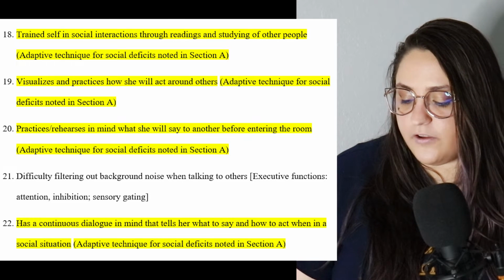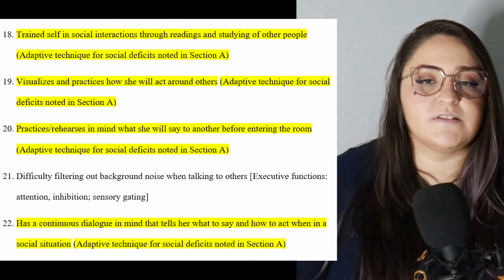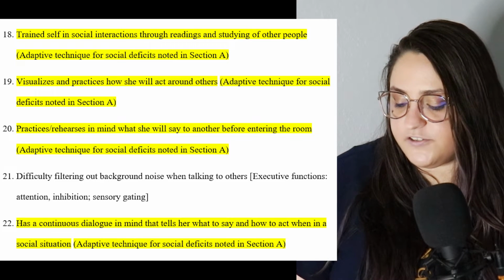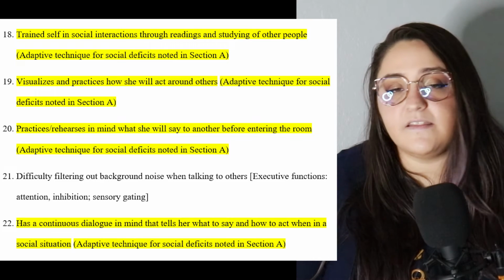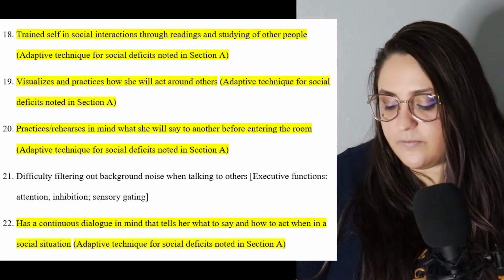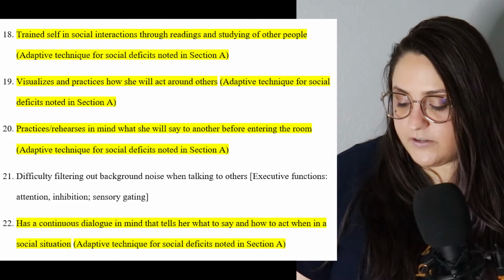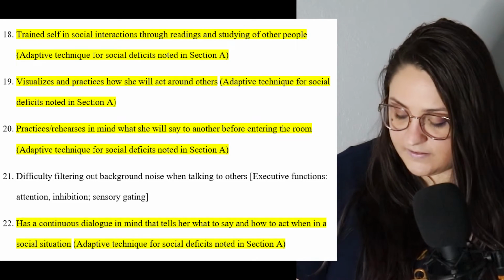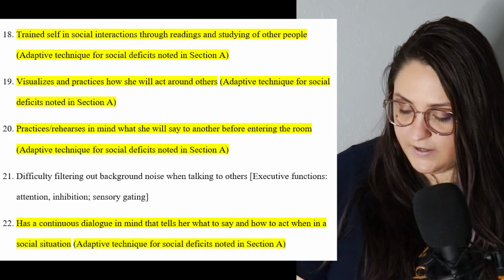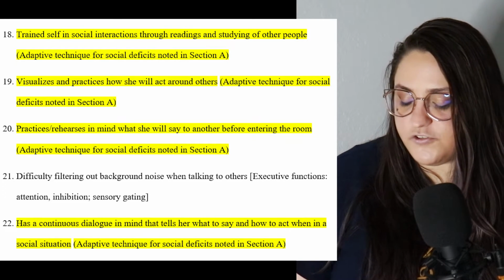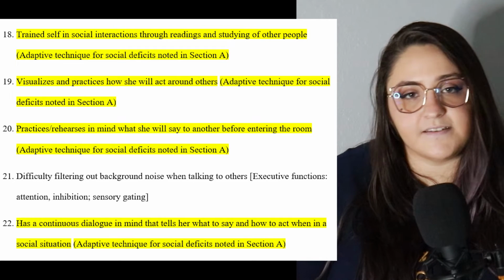Difficulty filtering out background noise when talking to others. This one's not specifically in the DSM-5 for meeting criteria, but I do believe this could be related to the executive functions of attention or inhibition and an issue with sensory gating, which I feel makes it relevant, but again, it doesn't technically meet criteria. Has a continuous dialogue in mind that tells her what to say, how to act when in a social situation. Again, feel like that's an adaptive technique.